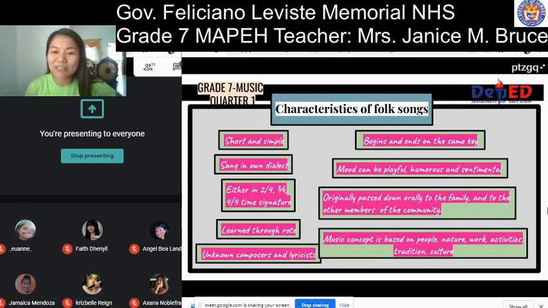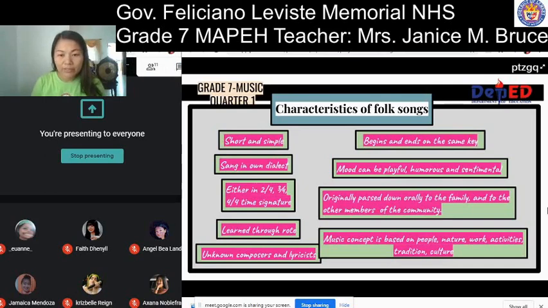Okay. So next is mood can be playful, humorous, and sentimental. Anyone? Oftentimes the moods of these songs are very lighthearted and humorous. Can you think of example songs? Leron Sinta. Okay. So Leron Sinta. What type of music is that? How will you describe that type of song? What is the mood? Humorous? Okay, either humorous or playful. Well, it depends on the content of the song or the message it conveys.